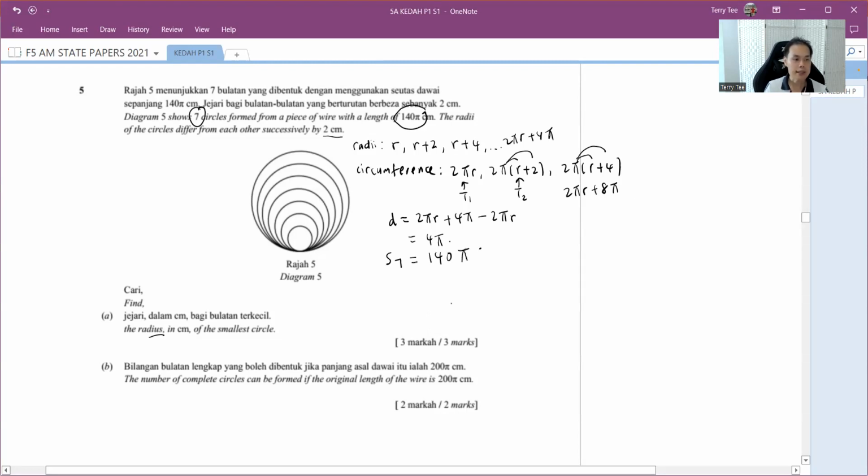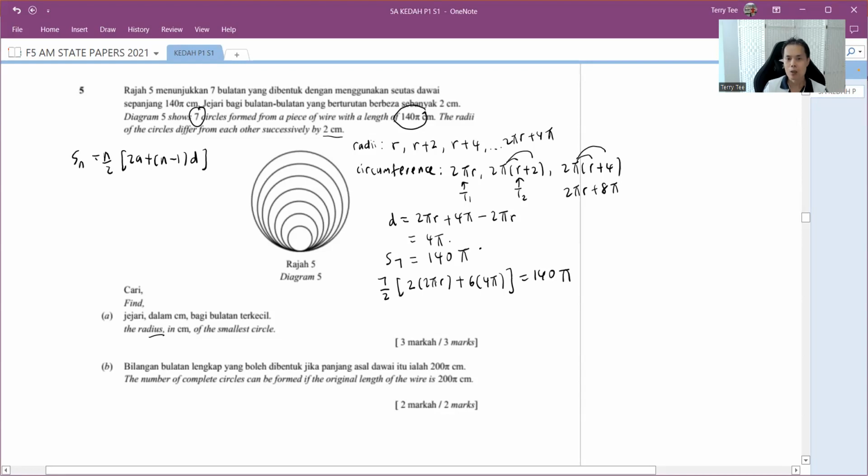Okay, so the next thing is I need to find r, which is the radius of the smallest circle. Now we know Sn, if you are not sure, let me write down for you, is n over 2 times (2a plus (n minus 1)d). This is the formula for the sum of the first n terms of an arithmetic progression. So we have 7 over 2. My a is 2 pi r. n minus 1 is 6. My common difference is 4 pi. The result is 140 pi.